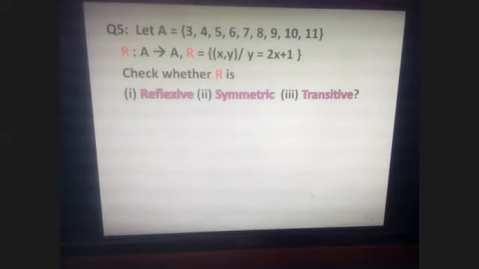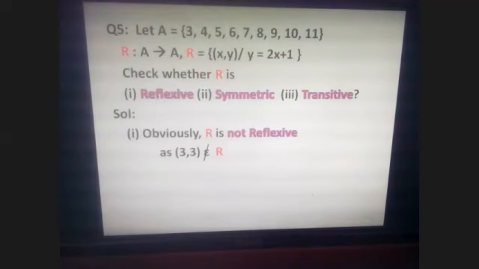7. 3 is not? Hello? That means 3, 3 is not a member. When x is 3, y cannot be 3. That means it is not reflexive.